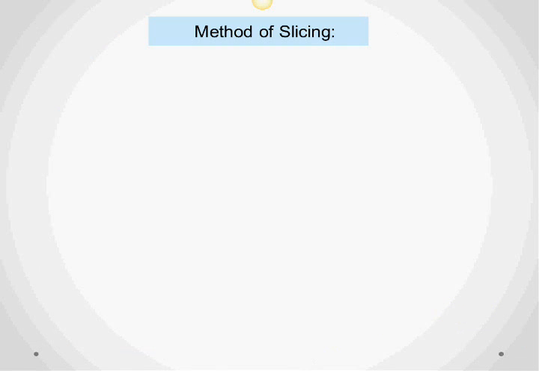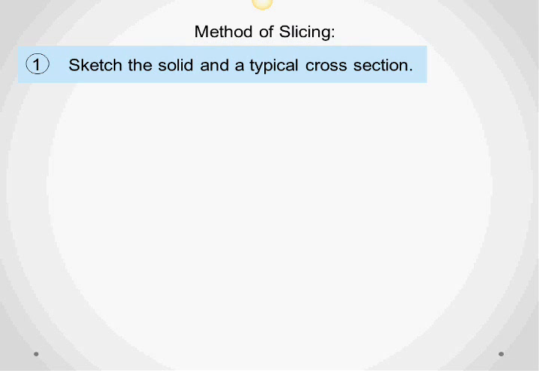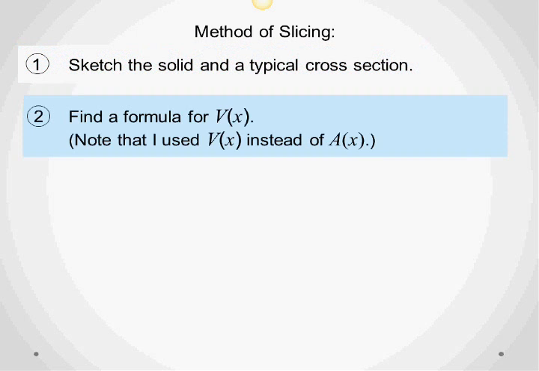So here is our method for finding the volume if I know the shapes of the cross sections, or as I like to refer to them, the slices of bread. Number one, you want to make sure you sketch the solid and a typical cross section and understand what this thing actually is, what kind of shape this thing is actually made up of. The second thing you want to do is find a formula for your volume by finding a formula for your area.